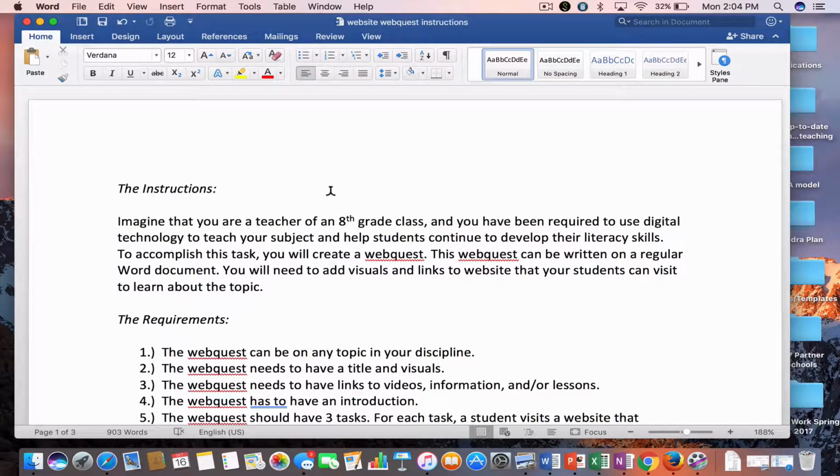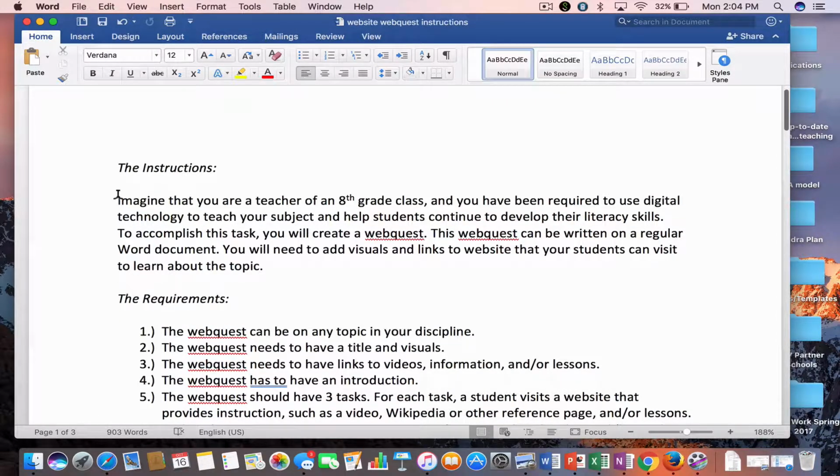I think Google Sites has a free website platform, and there may be others, but this is just sort of an imaginary website. And what you're going to be doing is working again on a Word document and imagining that your students are going on to your school or your class website to do what's called a webquest. So here are the instructions.